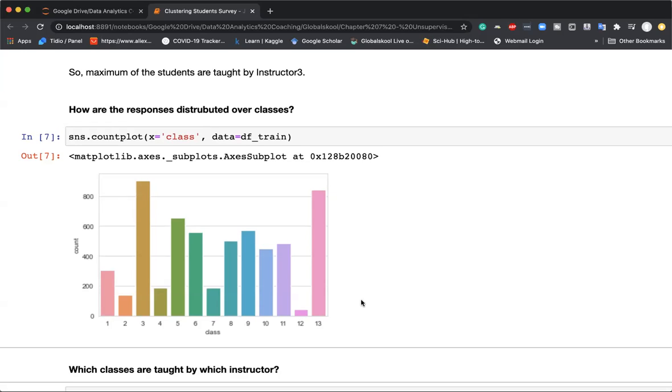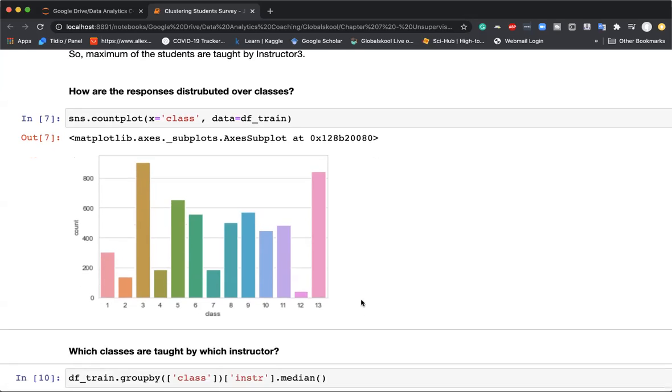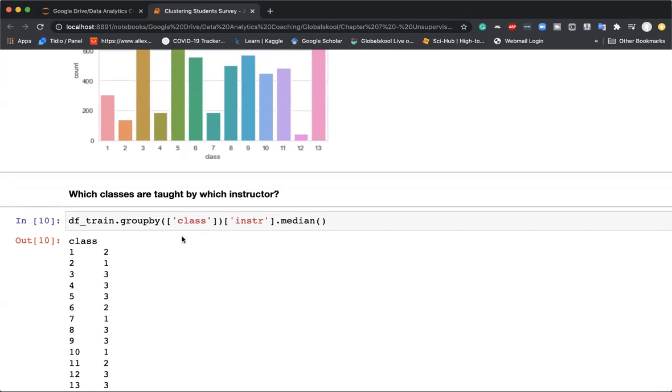Now the next interesting question would be which classes were taught by which instructor? How do you think we can find this answer? Group based on class and instructor. Excellent. We'll group based on class and instructor. That is exactly what I did.